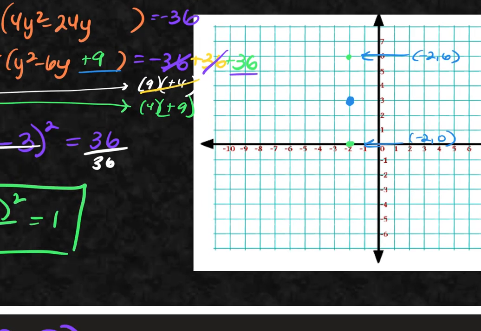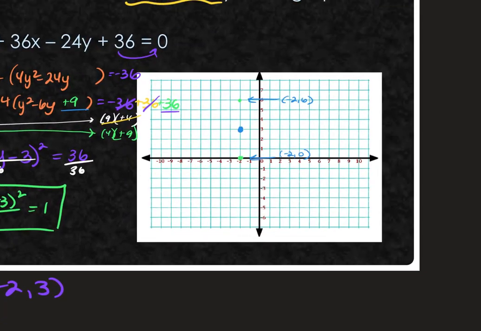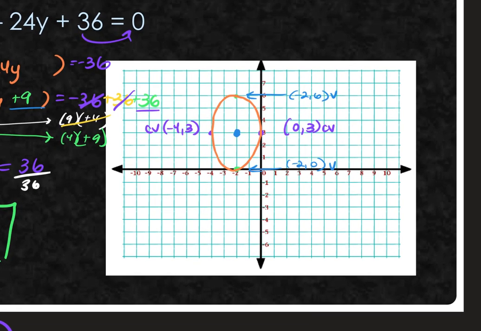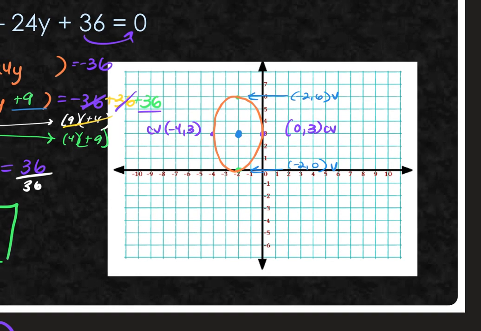And my b is 2. I'm going right and left that. Right 2, and that's 0, 3. Left 2, and that's negative 4, 3. These are my covertices. These are my vertices. Do we need to graph the foci? Oh, yeah. It doesn't matter. Okay, there's your ellipse.